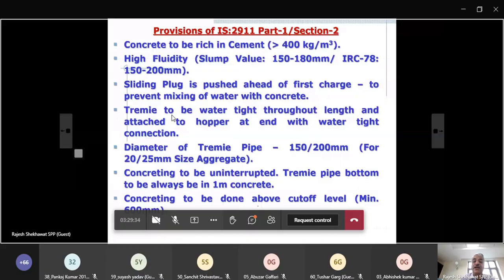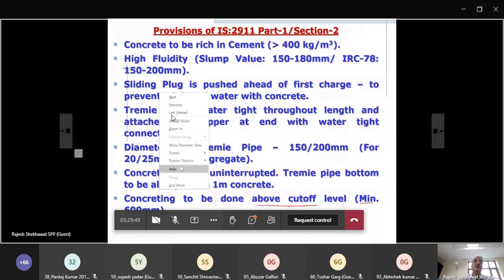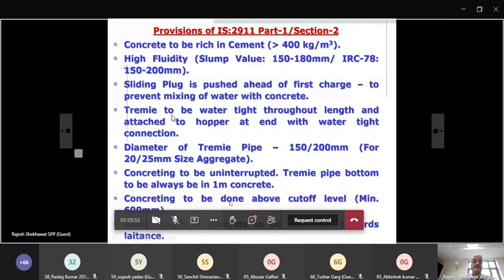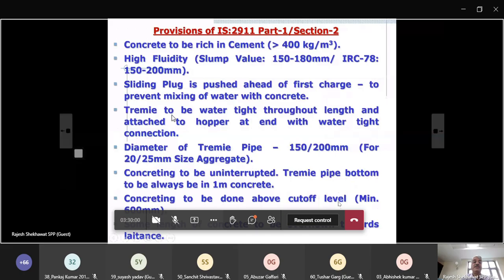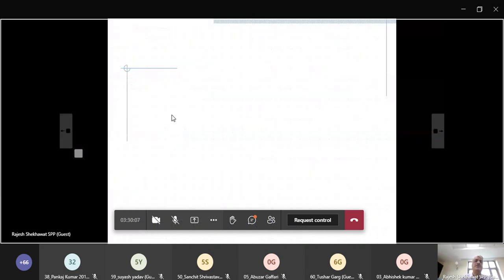Then concreting should be done above the cutoff level. As I told you, whatever is your cutoff level, even though you allow some laitance to flow even during concreting, whatever is your pile cutoff level, design level, minimum 600 above that you do concreting, because you still treat that at the top. Some concrete will be mixed with the laitance. And some length of concrete is to be overflown towards the laitance, as I told you. First you do overflow, then still you keep 600 mm minimum. Normally, at whatever sites I have worked, we used to follow a thumb rule of 1 meter. We used to do 1 meter extra, and then you chip it off. Okay, clear?